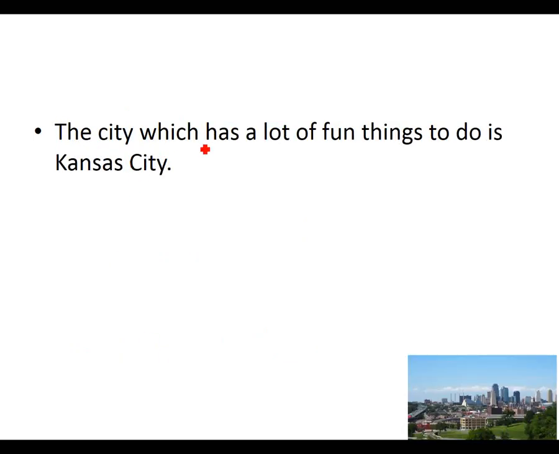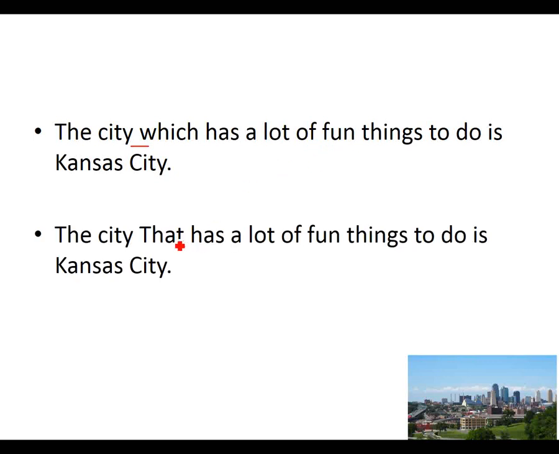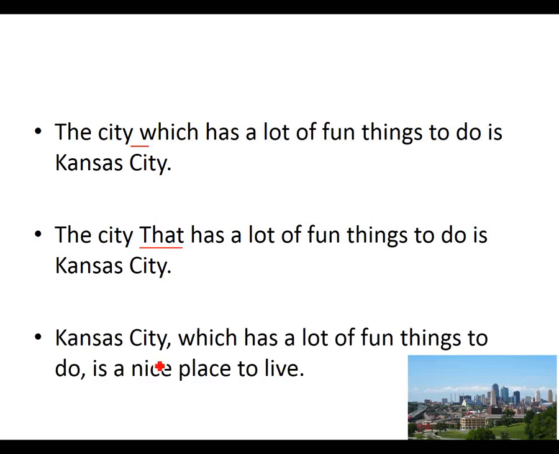Here's another example. The city which has a lot of fun things to do is Kansas City. So there are no commas here. Because there are no commas, I could also use that. The city that has a lot of fun things to do is Kansas City. But in the third sentence, I say Kansas City, which is a proper noun, so I have commas around the adjective clause. And in this sentence, I must use which. I cannot change it to that. We can't change it to that when we use the commas for adjective clauses.